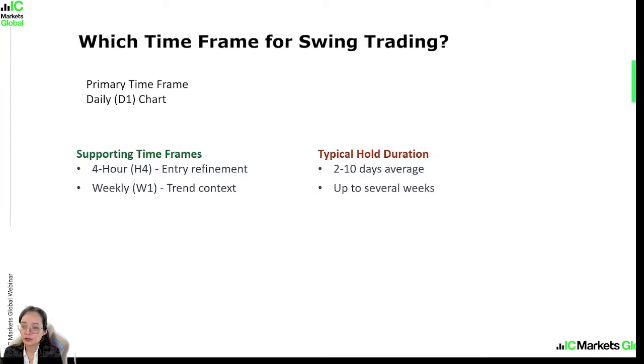So, which time frame for swing trading? If you are a swing trader, you need to primarily focus on the D1 chart, or D1 time frame. You can also use H4 for your entry and weekly for your trend context. Basically you look at the D1, and after that you zoom in to H4 for your entry. Typically the hold duration for swing trading could be 2 to 10 days on average, or it could be up to a few weeks.